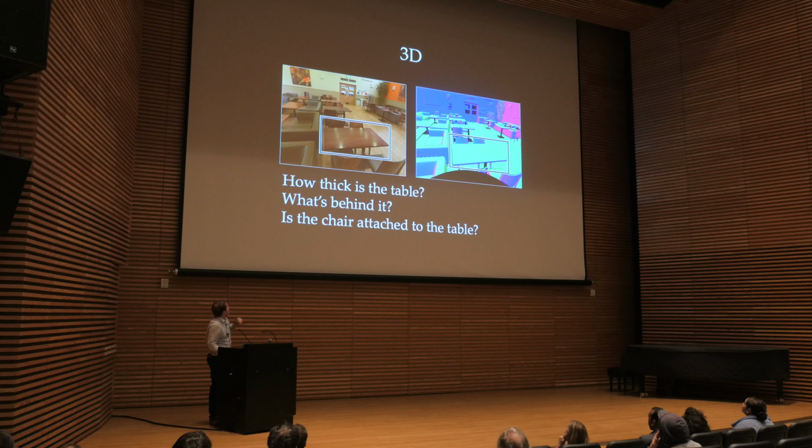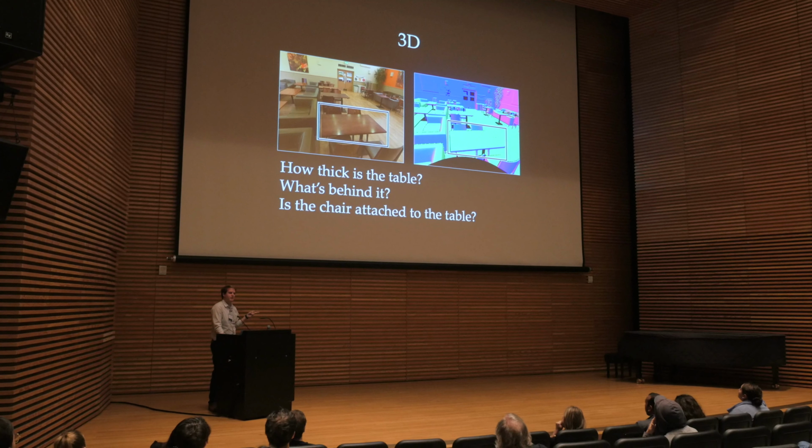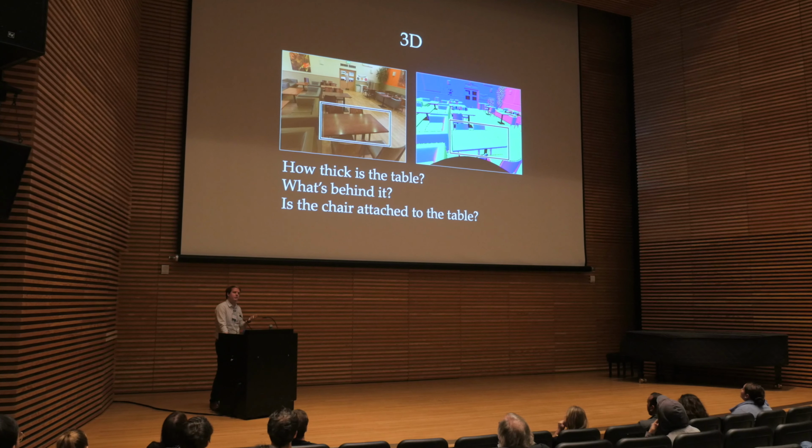And so you might say, aha, well, to get a 3D understanding, we just need to get a bunch of sensors, point lasers at stuff, and then we're done. But let's ask some questions that you understand, your 3-year-old understands, and your cat understands. So for example, let's look at this table. How thick is this table? What's behind it? Is the chair attached to the table? These are really basic questions that all of you understand, but they're actually not even accessible in some sort of laser scan map of the thing.